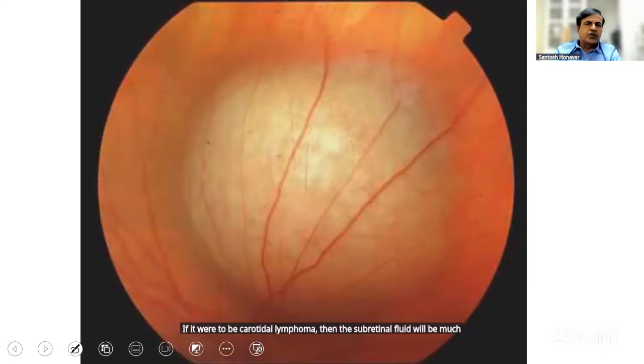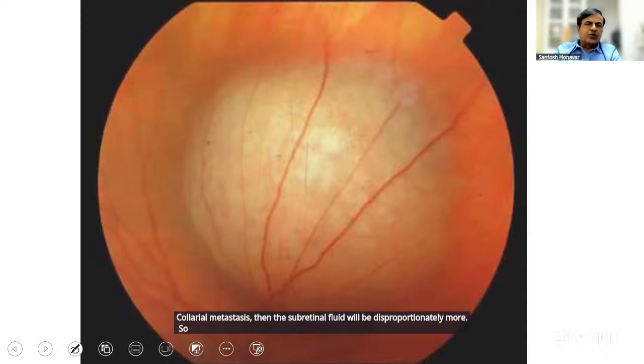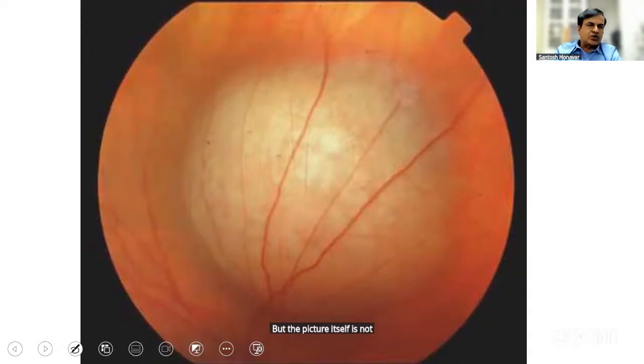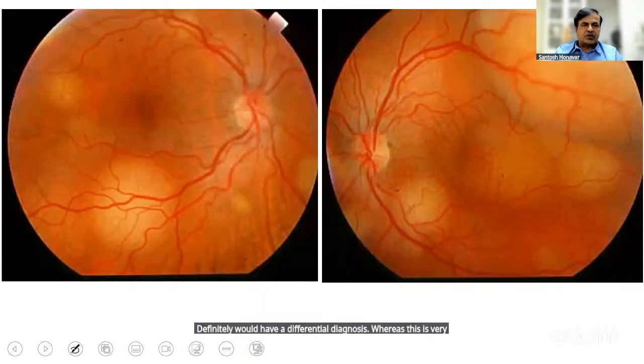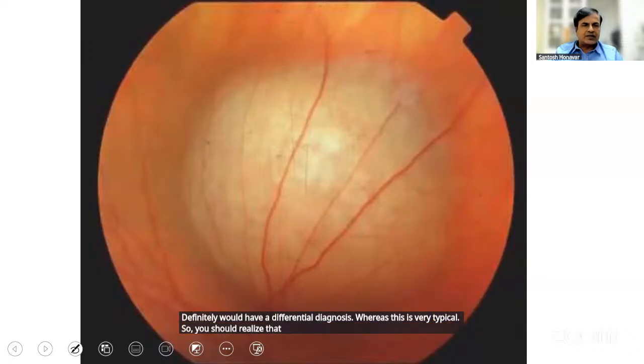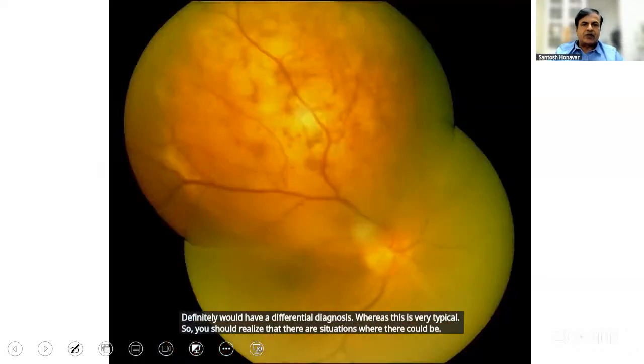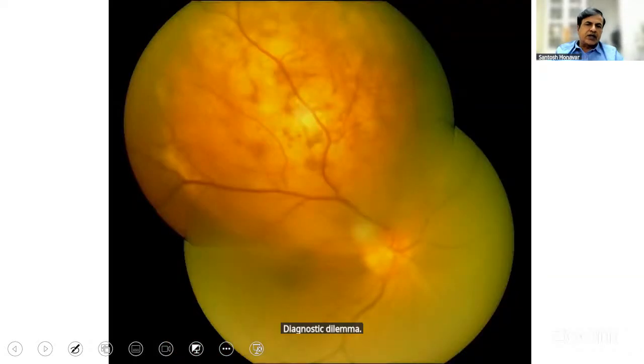If it's a choroidal metastasis, then the subretinal fluid will be disproportionately more. So that is how you sort out the clinical differential diagnosis. But the picture itself is not diagnostic of choroidal metastasis here. It definitely would have a differential diagnosis, whereas this is very typical. So you should realize that there are situations where there could be diagnostic dilemma. This again, a dirty yellow lesion with RP changes, can again pose diagnostic dilemma.